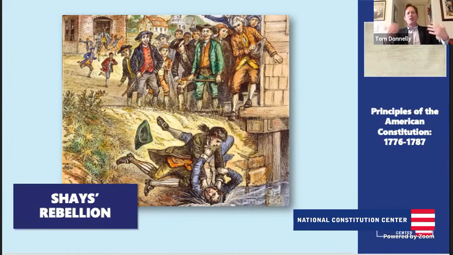And one of the problems here is that under the Articles of Confederation, Congress knows this is happening. Congress, the national government, knows it's happening, but it doesn't actually have the power to raise an army or a militia to challenge these farmers in Massachusetts. So who ends up putting down the rebellion? It's a Massachusetts militia.